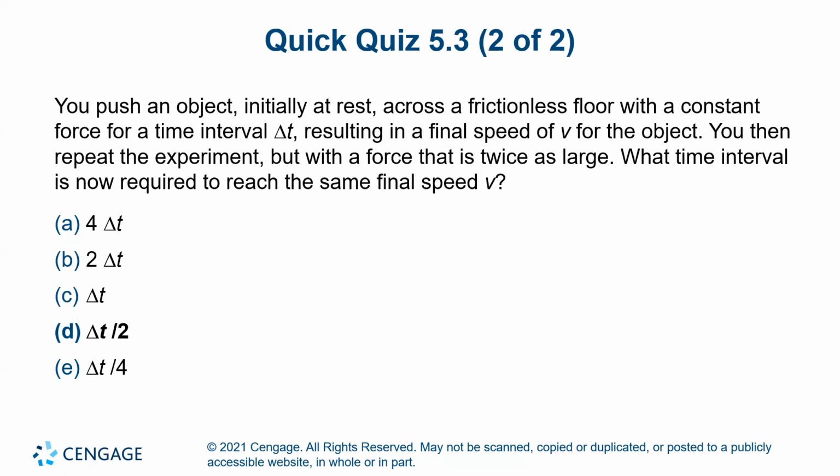Why is that? With twice the force, the object will experience twice the acceleration. Because the force is constant, the acceleration is constant, and if the object starts from rest, v final equals v initial plus acceleration times time. So the final velocity is directly proportional to the acceleration. With twice the acceleration, the object will arrive at speed v in half the time.